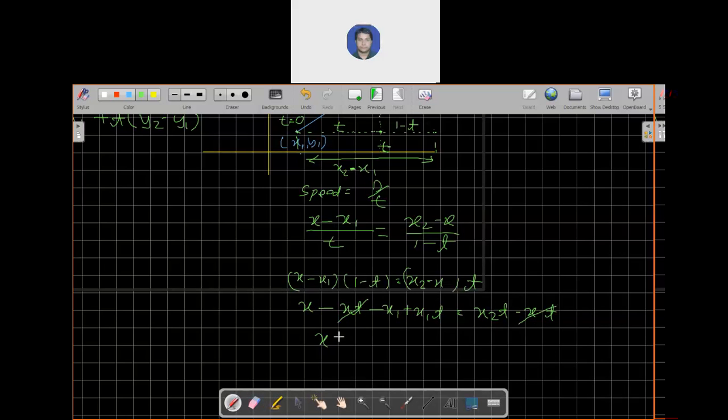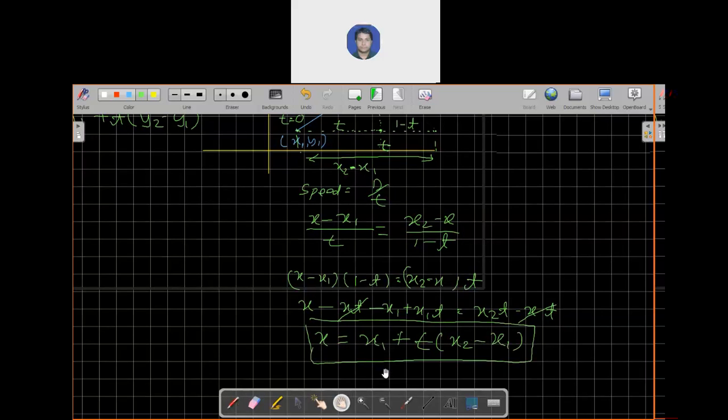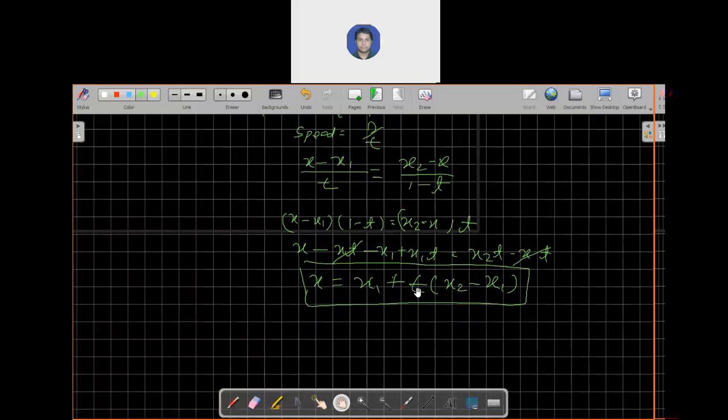Okay, so x equals, you can write, just transfer this term here, plus x1, and here this t you take common, and here x2 minus x1. So from this you can derive the parametric equation of line: x equals x1 plus t, where t is the time, into x2 minus x1. Is it clear? If I am audible, please speak.